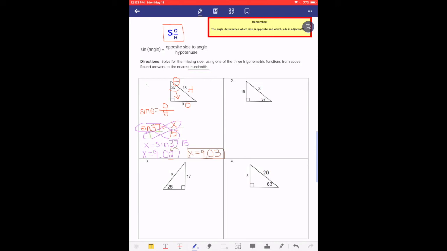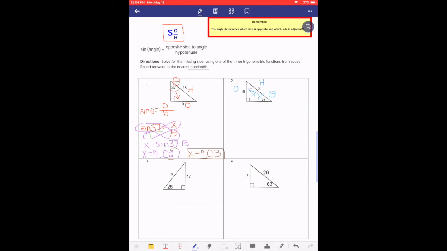Question 2. It gives us two sides, the side of 15 and the side of x, the angle that is 90 and the angle that is 37. First step is you want to identify the angle that we're using. The angle that they give us is 37. That's our theta. The side that's opposite that is the side that is labeled 15. So I want to label that as an O, opposite. And the hypotenuse is always across from the right angle. So going across the right angle, hypotenuse is x.